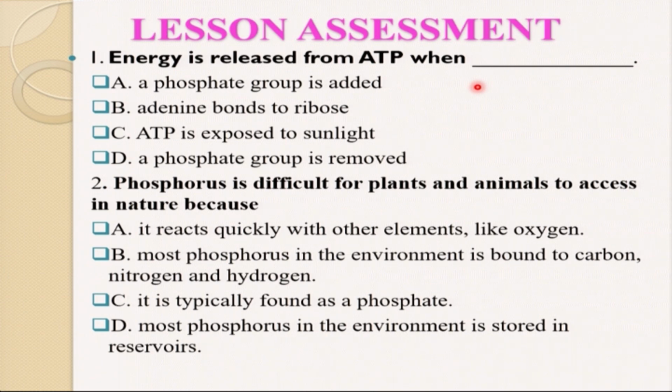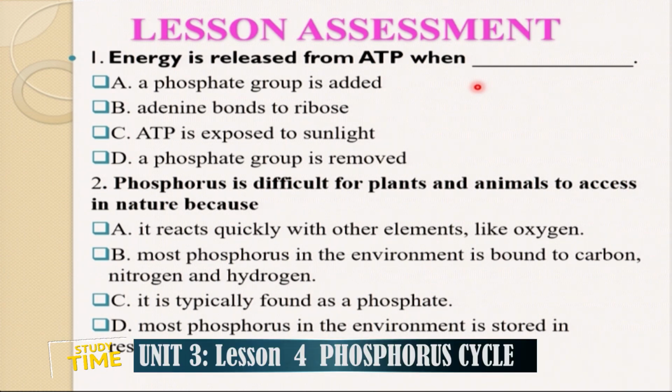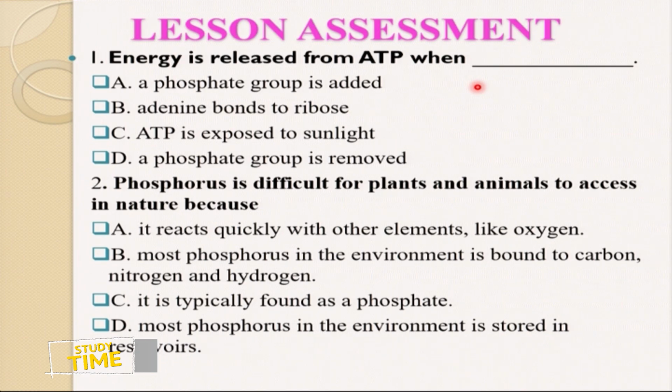Number two: phosphorus is difficult for plants and animals to access in nature because A, it reacts quickly with other elements like oxygen, B, most phosphorus in the environment is bound to carbon, nitrogen and even hydrogen, C, it is typically found as phosphate, or D, most phosphorus in the environment is stored in reservoirs.